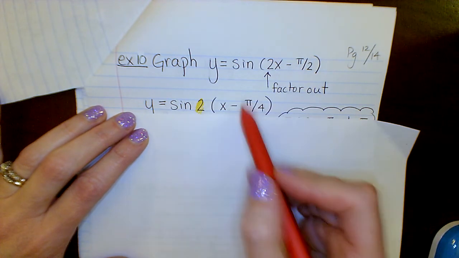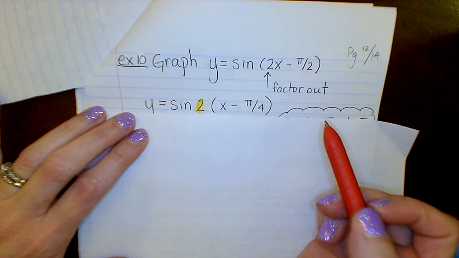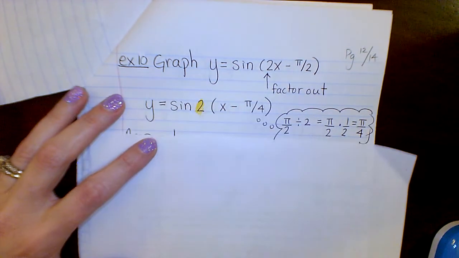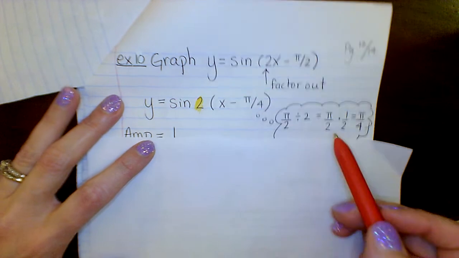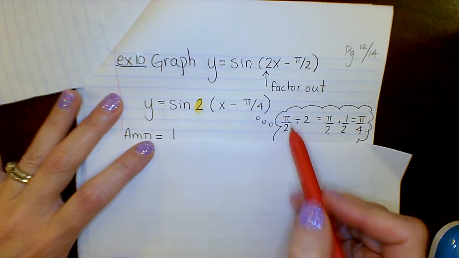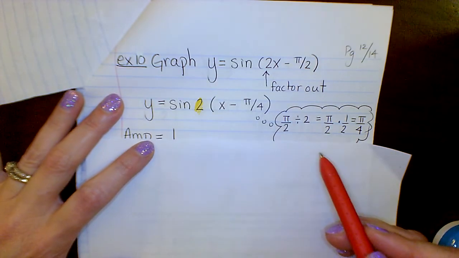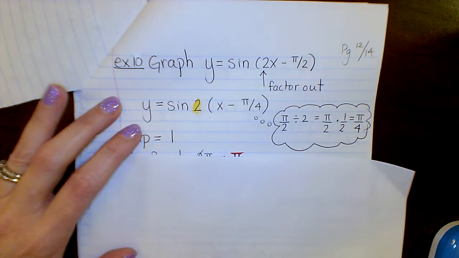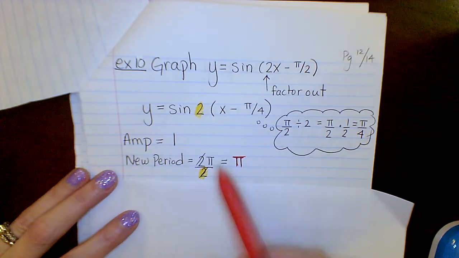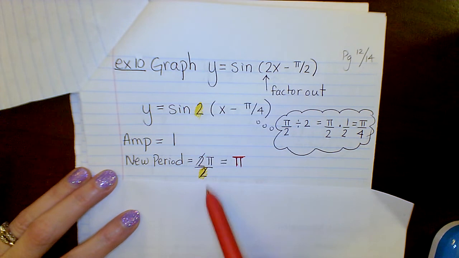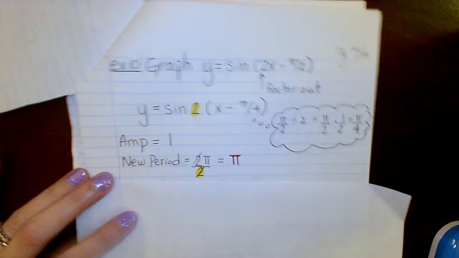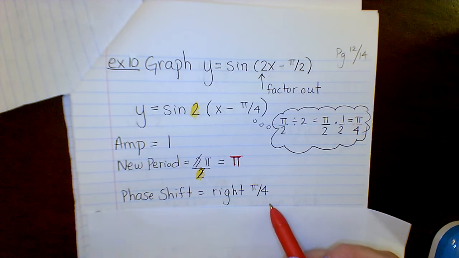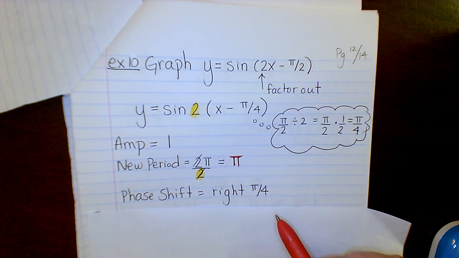So here's what we got. We got a phase shift to the right, pi over 4 units, and we've got a period change. So that's the stuff that I just said, where we took the pi over 2, factored out 2, or divided out 2, and so that's how I get the pi over 4 out of it. So I have an amplitude of 1. My new period is 2 pi over that 2 right there, which is pi. And I have a phase shift to the right, pi over 4. Remember, in WebAssign, that would mean a positive pi over 4 phase shift.